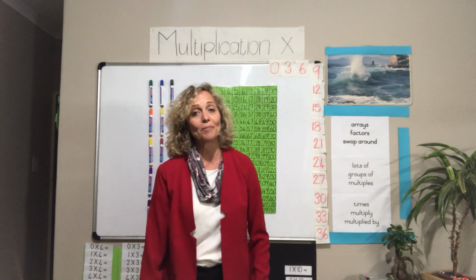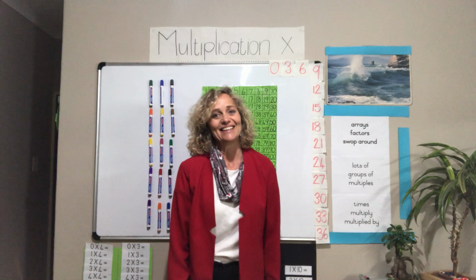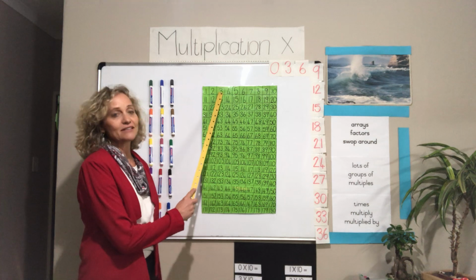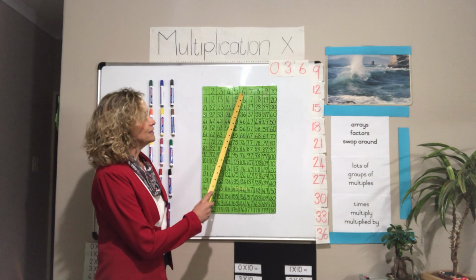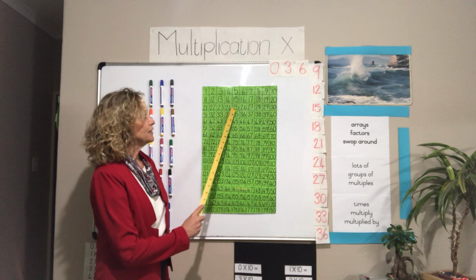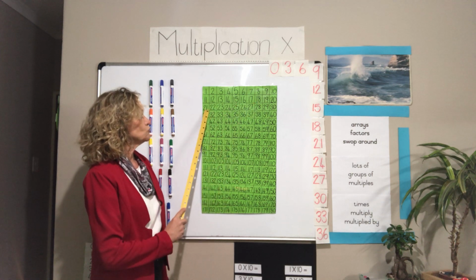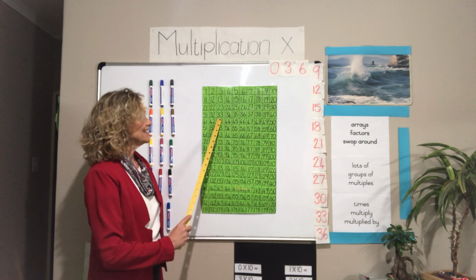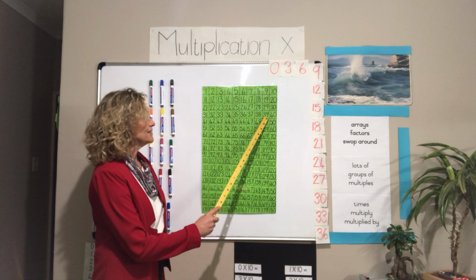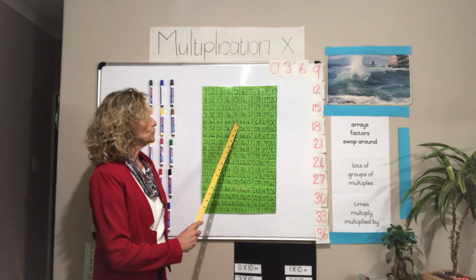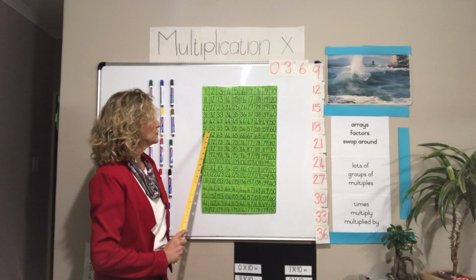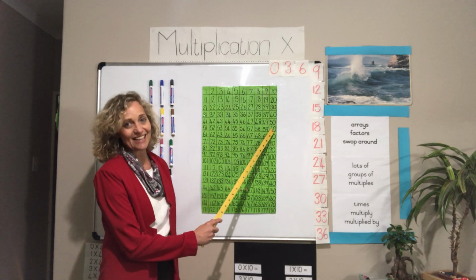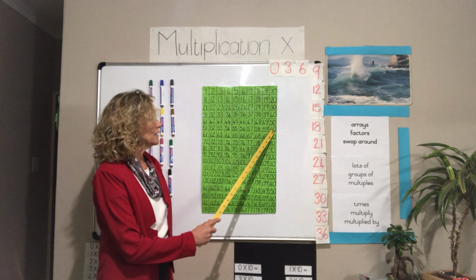Remember, we warm up our brain with the skip counting, so we are going to get straight into that. There we go, we're going to count in threes. 3, 6, 9, 12, 15, 18, 21, 24, 27, 30, 33, 36, 39, 42, 45, 48, 51, 54, 57, 60. Only up to there. Let's go back.